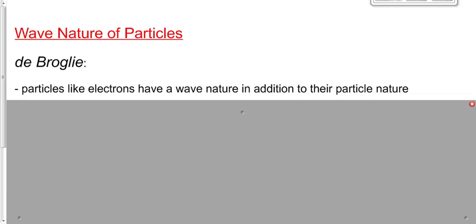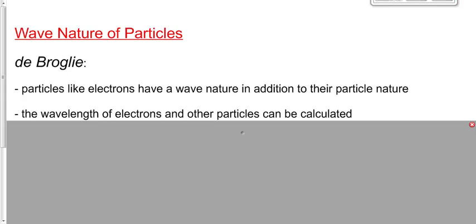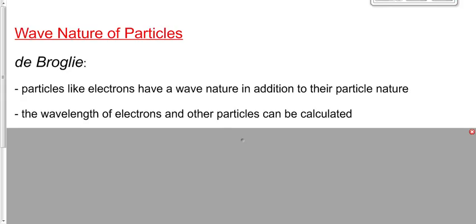They have a particle nature, just like Einstein didn't discount the wave nature of light, de Broglie didn't discount the particle nature of electrons. He just suggested there's an additional nature to it, a wave-particle duality. Particles like electrons have a wave nature in addition to the particle nature, and we can actually calculate the wavelength of something like an electron. We won't, because we don't have to do that in Physics 30, but you can, and it's pretty easy to find, actually. We just won't bother because we don't have to.